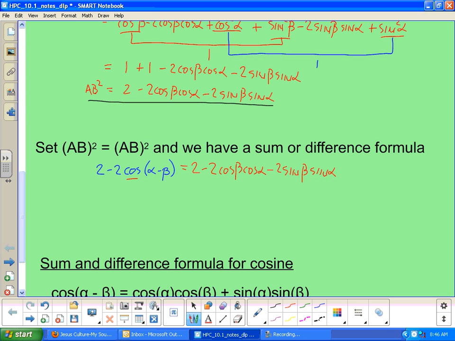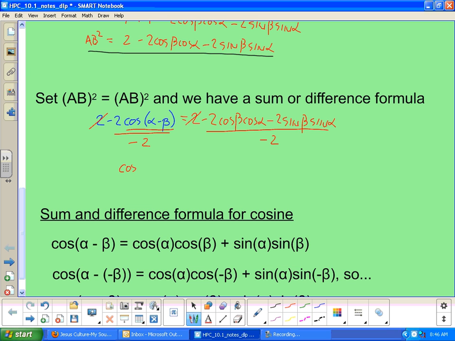We're going to solve for the cosine of alpha minus beta. So first we subtract the 2's. They get to go away. And then we're going to divide out this negative 2 over to this side. And we get cosine of alpha minus beta is equal to cosine beta cosine alpha plus sine beta sine alpha. And there is our difference formula for cosine.